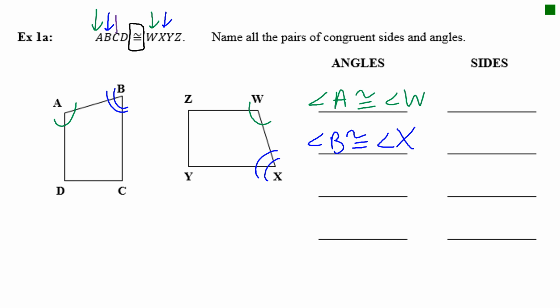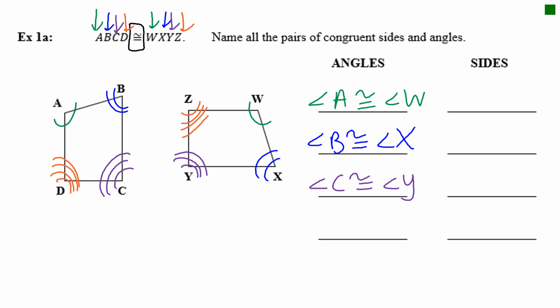Move on to the third letter, C. We'll use three arcs because we already used one and two. It should be congruent to the third letter, Y. So angle C must be congruent to angle Y. The last one, the fourth letter with the fourth letter, we'll use four arcs. It must be congruent to Z. So angle D must be congruent to angle Z. Those are all the pairs of congruent angles.